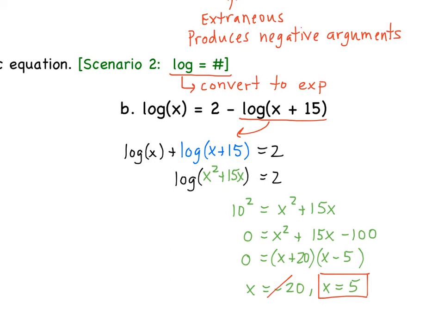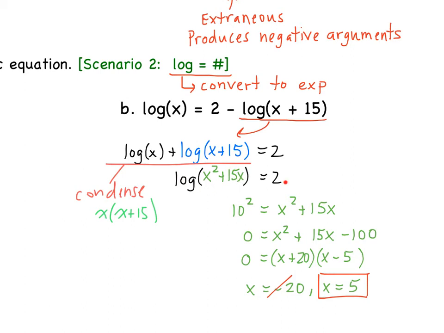So now what we need to do is we need to condense this, okay? So we want to condense that left side so we only have one log term. So since we're adding these two log terms together, we're going to then multiply the arguments. So we end up with x times x plus 15, and that's where we get this left side. Log of x squared plus 15x equals 2. So now we've gotten to the point where we have a log equals a number.